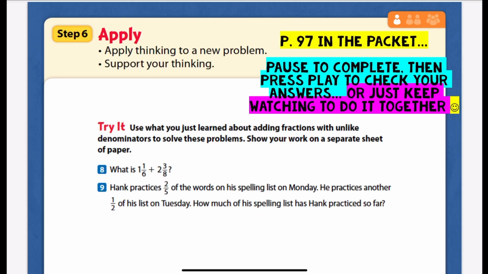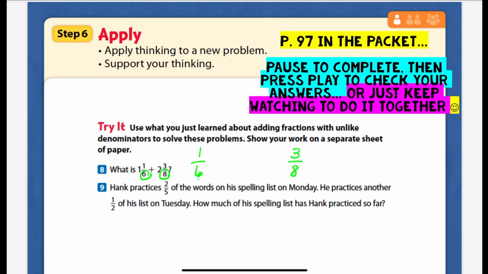So here we go. What is 1 1/6 plus 2 3/8? Well, when I look at this, I first of all notice that both of these fractions have unlike denominators. So I need to get common denominators. That's the first step, right? So I want to go ahead and do that. I have 1/6 and I have 3/8.